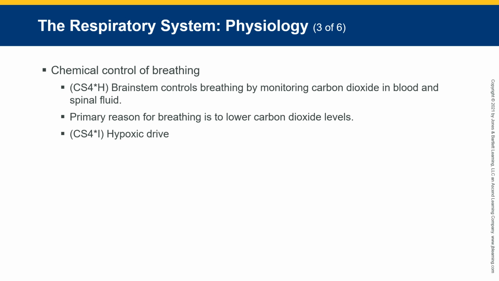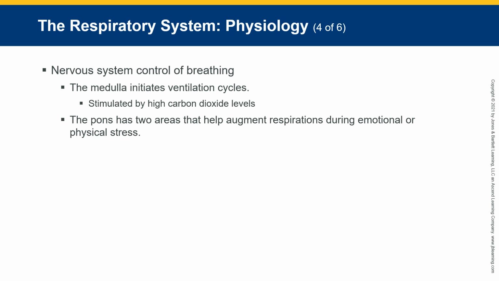Now, if you get to a point where you're not doing this anymore, there's a secondary system called a hypoxic drive, which relies on low levels of oxygen. But for the most part, most humans and most adults are breathing based on carbon dioxide levels. The medulla inside of the nervous system is a big part of this ventilation cycle. It's stimulated by high levels of carbon dioxide. And additionally, the pons area has two areas that help you with respiration during emotional or physical stress.